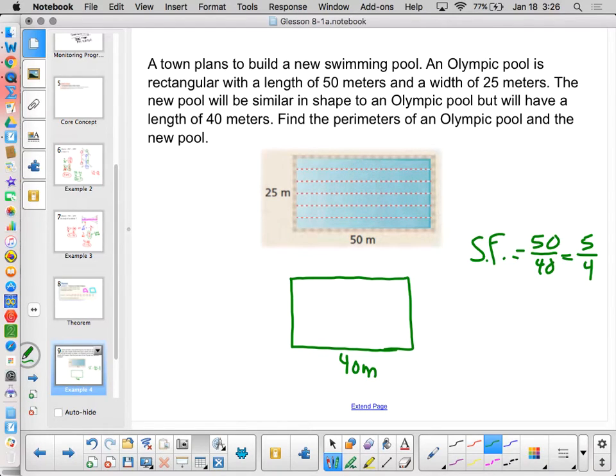I could actually find all the sides. I could say, okay, this is 40, and this is 40, and this is 20, and this is 20, and I could go ahead and add them all up. I mean, it's pretty easy to see. They're pretty simple numbers.